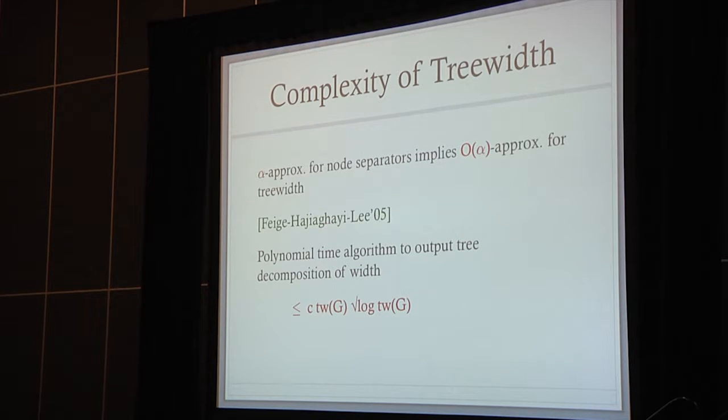And you can also approximate it. The connection to separators is important. In fact, using the connection to separators, you can approximate tree width. In particular, the best known algorithm for tree width is closely connected to the best known algorithm for separators. So given a graph with tree width, say k, you can compute in polynomial time a tree decomposition of width k times square root of log k. Because that is the best algorithm we know for separators, and that's what you can do.